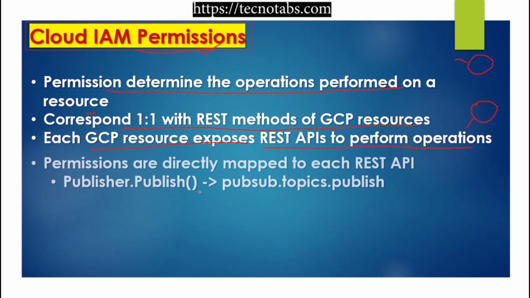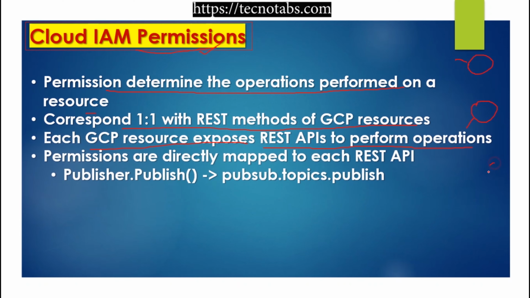For example, let's say that you have a resource here and you want to publish something on this resource. So you must have this particular permission that is exposed by this resource. That is, this resource has exposed a REST API and it will look something like this: pubsub.topic.publish. And if you want to publish something on this resource, you have to use this particular REST API method for publishing something on this particular resource.